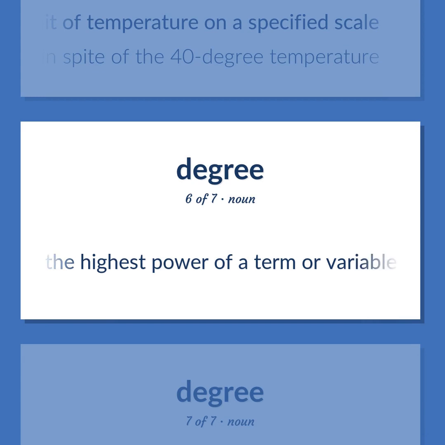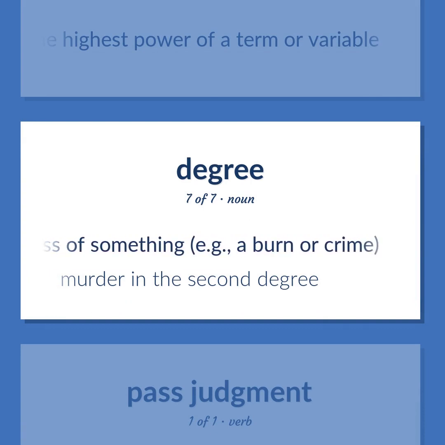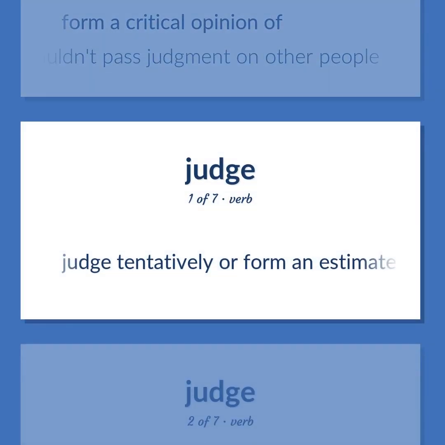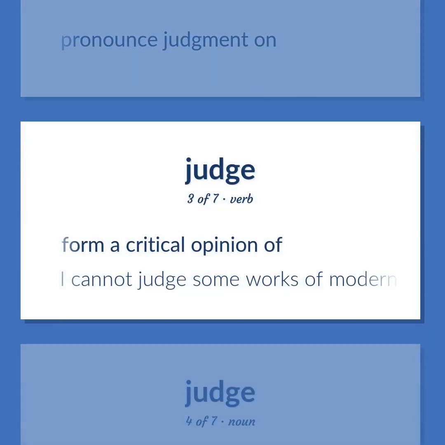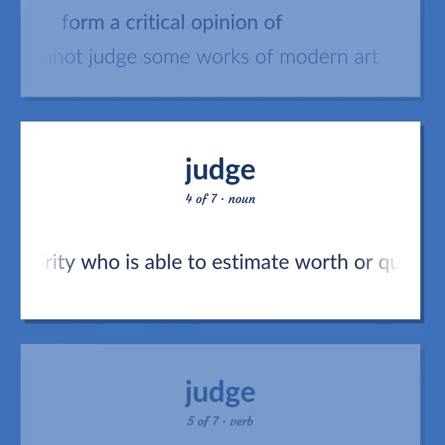The highest power of a term or variable. The seriousness of something, e.g., a burn or crime. Murder in the second degree. Form a critical opinion of. We shouldn't pass judgment on other people. Judge tentatively or form an estimate of quantities or time. Pronounce judgment on. Form a critical opinion of. I cannot judge some works of modern art. An authority who is able to estimate worth or quality.